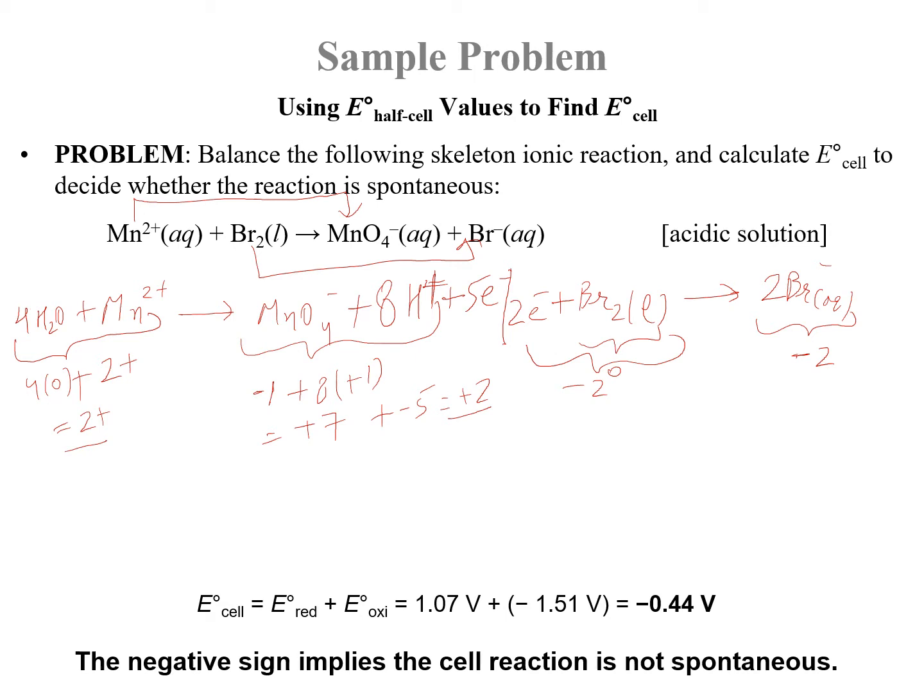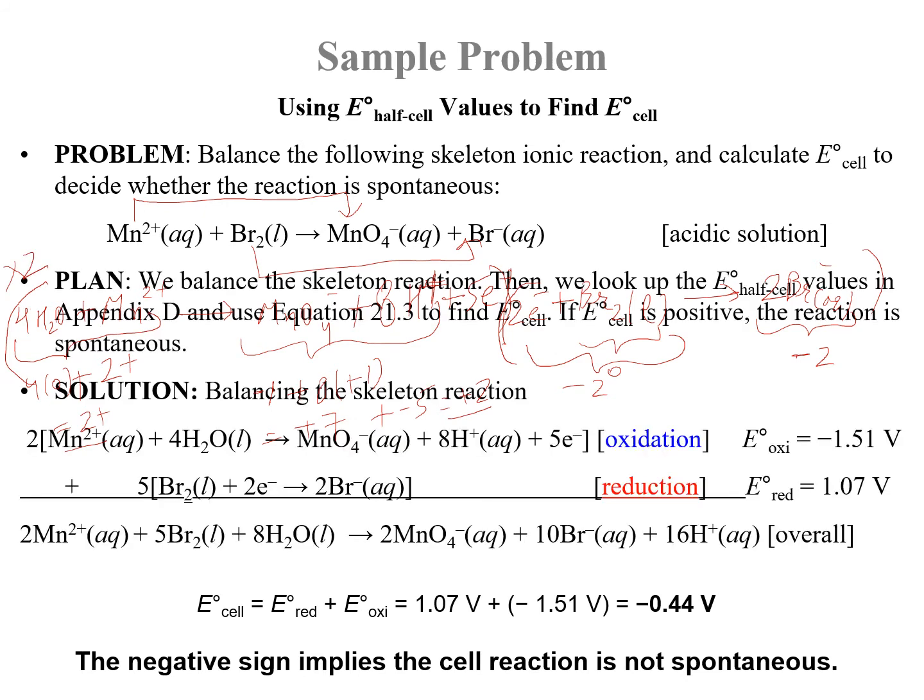All right, perfect. What's the next step? We balance the total number of electrons. So how many electrons on this side? 2. How many on that side? 5. Meaning I have to multiply this reaction by 2 and this reaction by 5 to balance the total number of electrons.